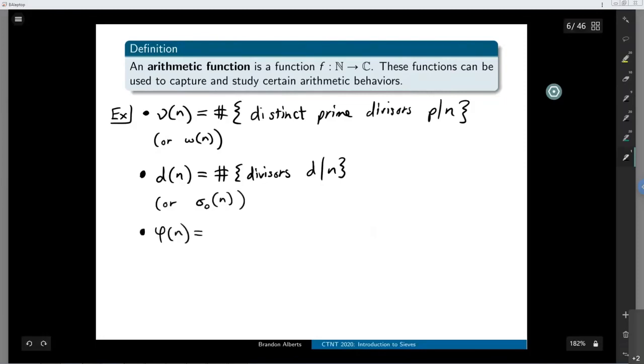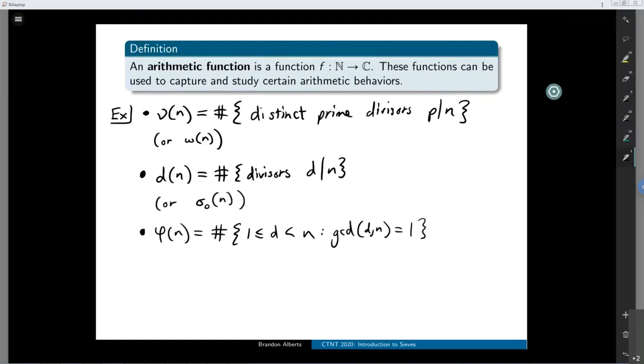The Euler phi function is another very important example. It appears in the problem set. And this one, many of you are likely to have seen before in a number theory class or in an abstract algebra class. This is the number of integers between 1 and n, inclusive of 1, which are coprime to n. And the Greek letter phi has two scripts, depending on who it is that's writing it.